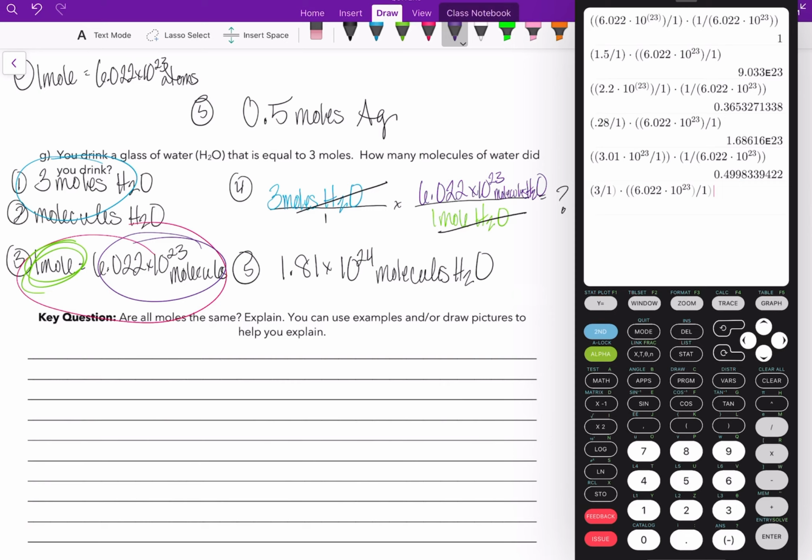When you put that in your calculator, you can look over here on the right-hand side how it should look. 3 divided by 1 times 6.022 times 10 to the 23rd divided by 1, of course with our scientific notation nested. And that E24 means times 10 to the 24th.